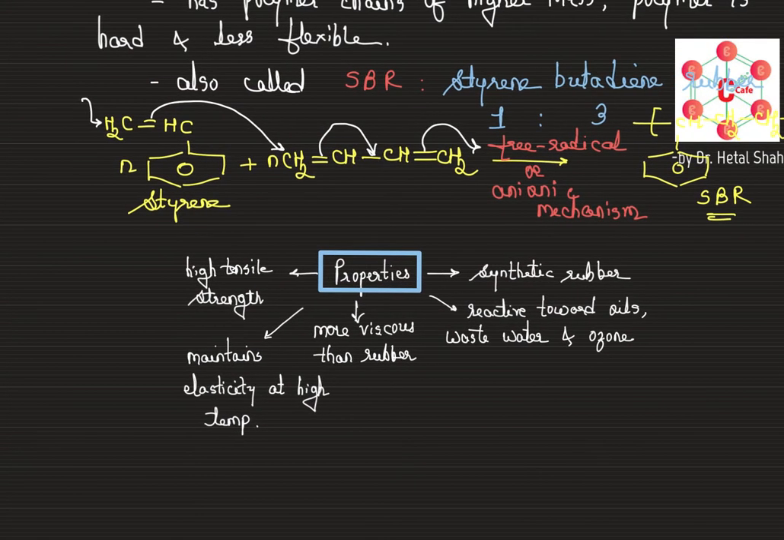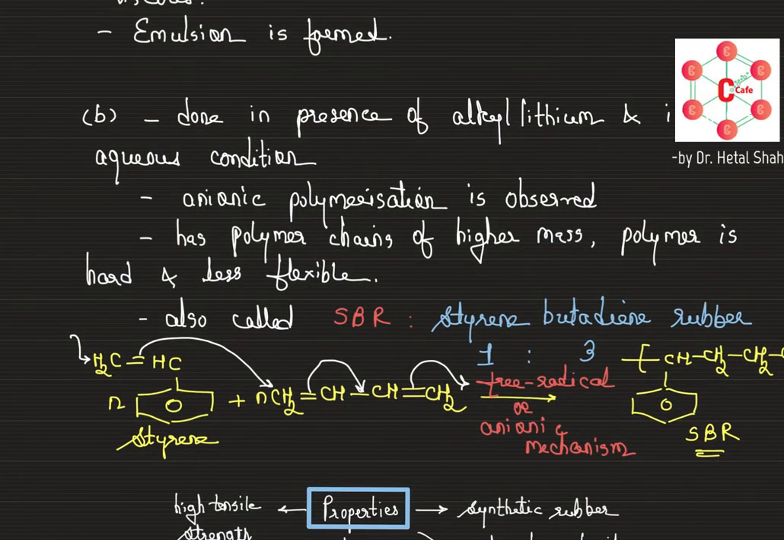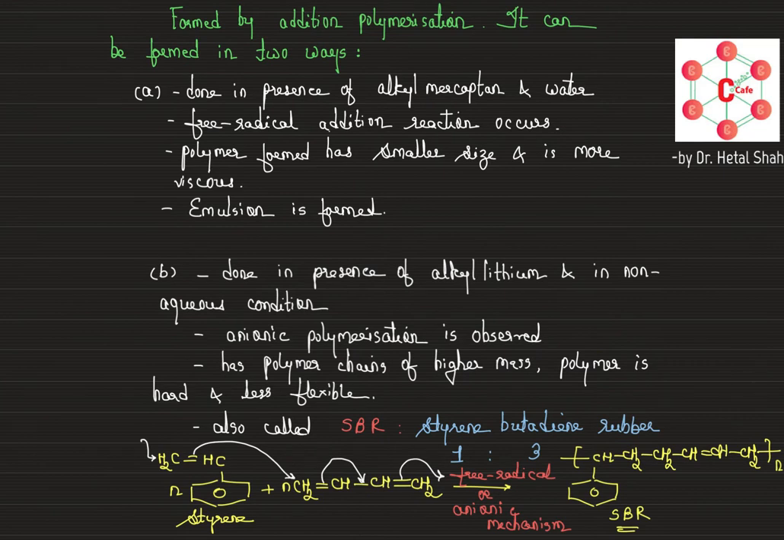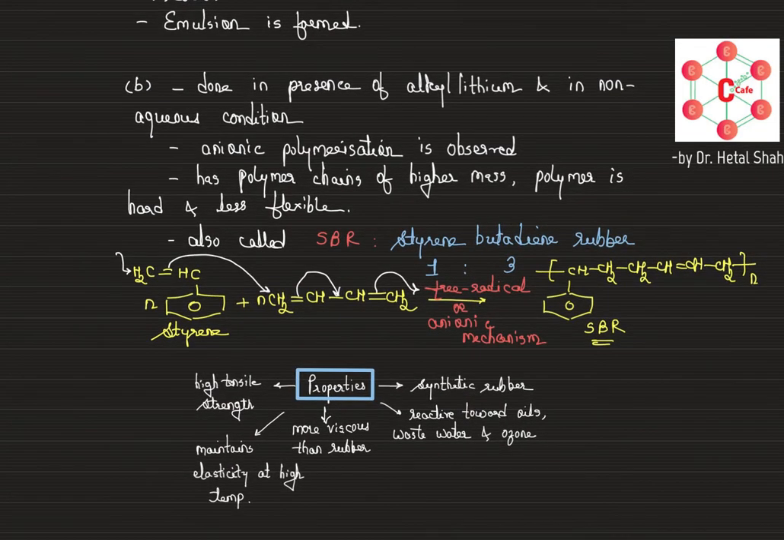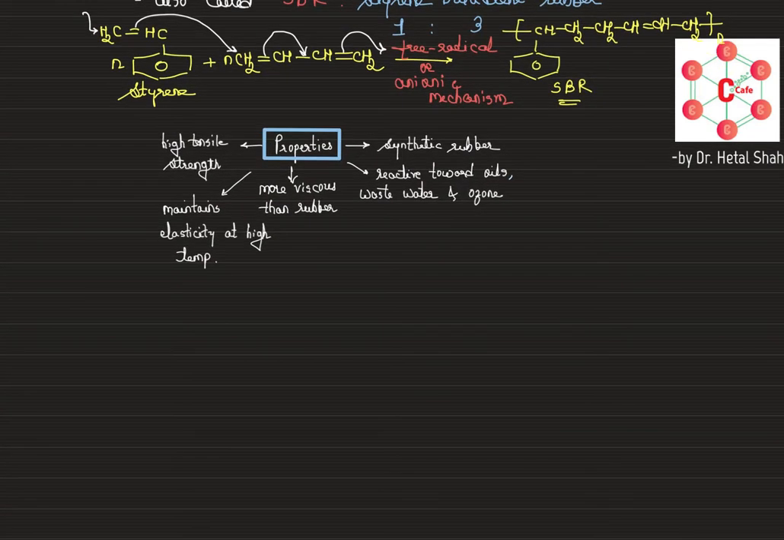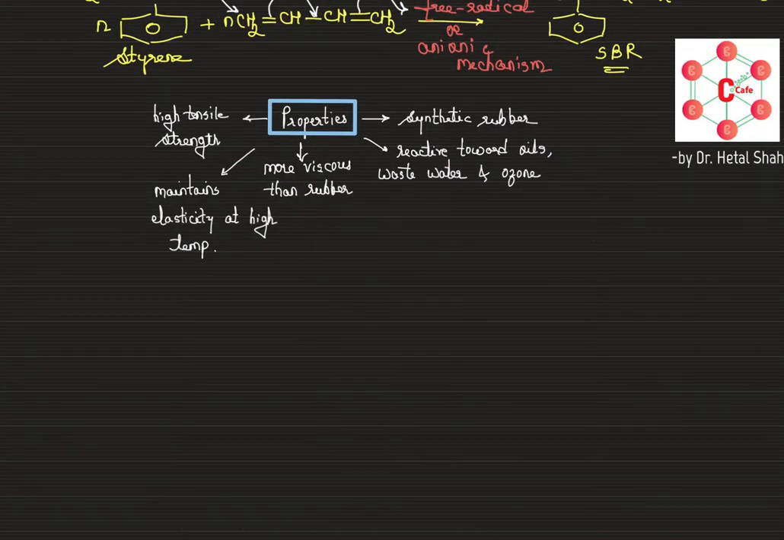We have the preparation done. You can go through the preparations. The first one is a free radical mechanism. The other one is anionic mechanism. You can take styrene and butadiene and you can make a polymer here. Properties are given as I've given you here. Now we move on to the uses. So let us take up the uses now, one by one.